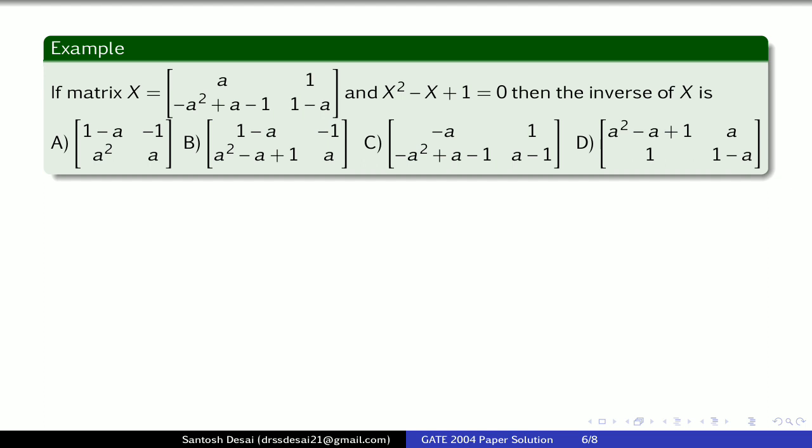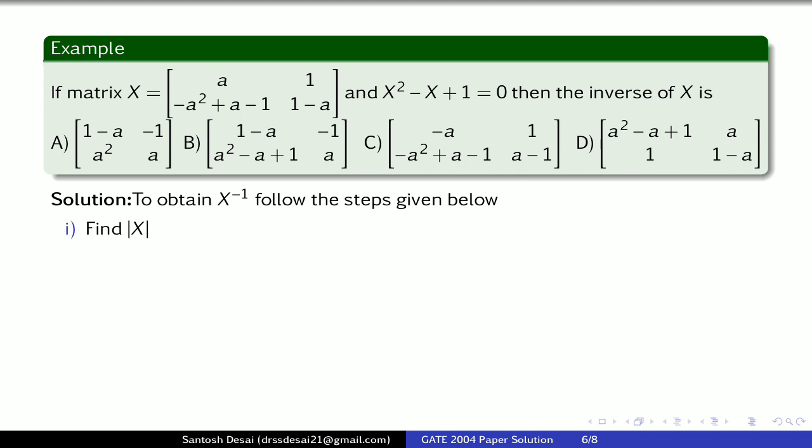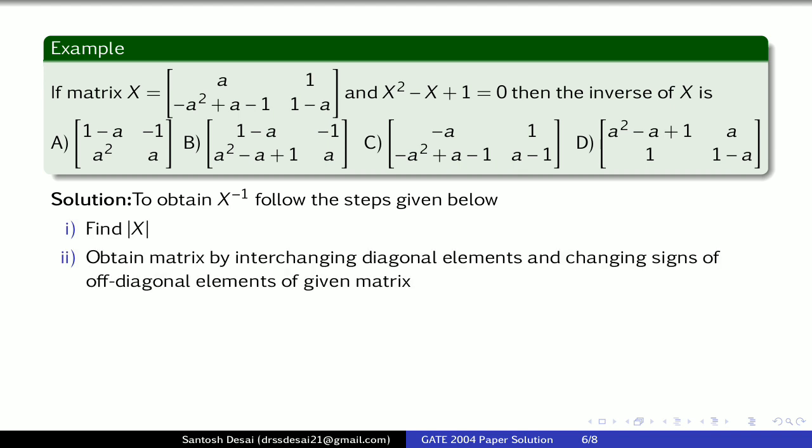But instead of that, without any calculation, one can find the answer by using the formula of A inverse. So let us consider, to find the X inverse, we just follow the simple steps. First, find the determinant of the given matrix X. Then obtain the matrix by interchanging diagonal elements and changing signs of off diagonal elements of the given matrix. And third, multiply the matrix obtained in step 2 by 1 upon determinant of X. So this is the very simple procedure.